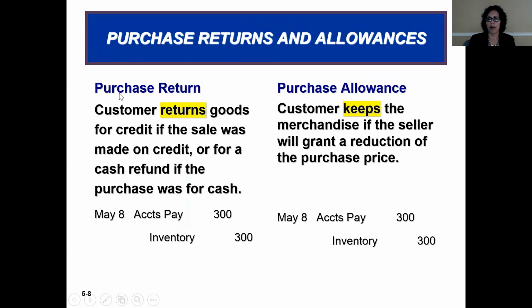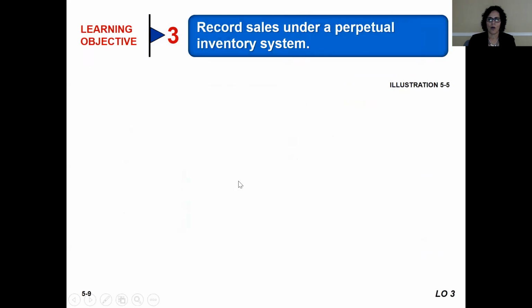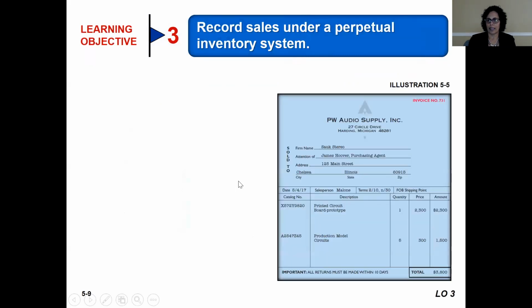We combine these two types of returns and call it purchase return and allowance. It's just combined into one account. But internally, if you ask the accountant or the bookkeeper who is doing the system, they can give you details about the breakdown of the inventory. With that, let's move on and now look at the seller.